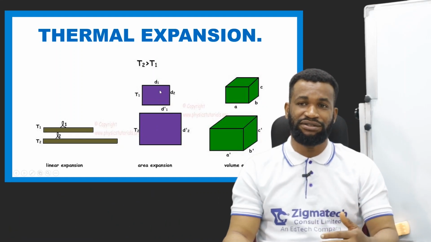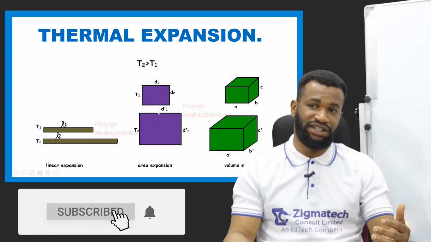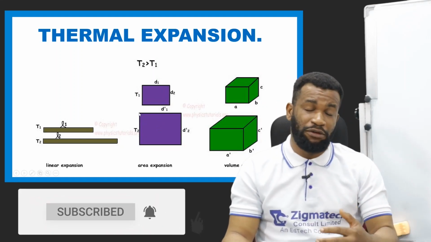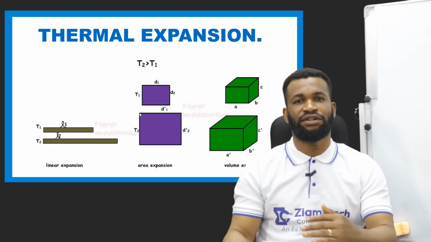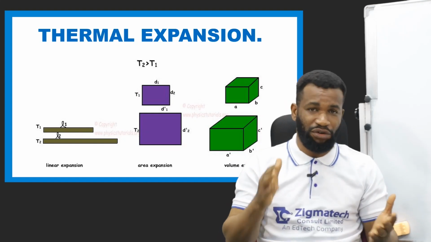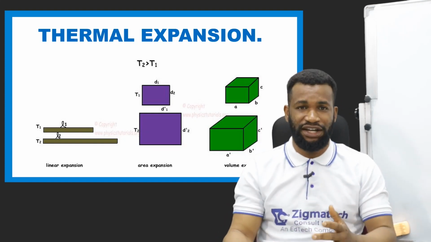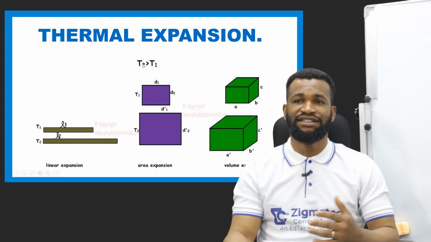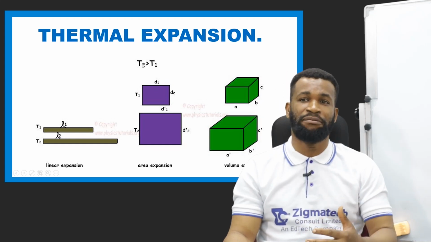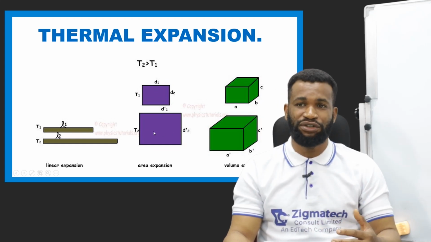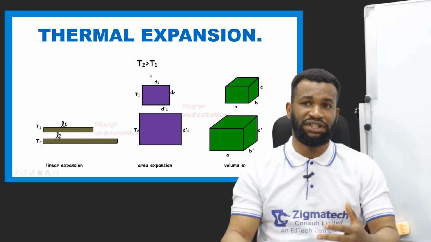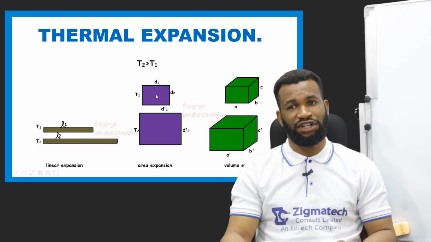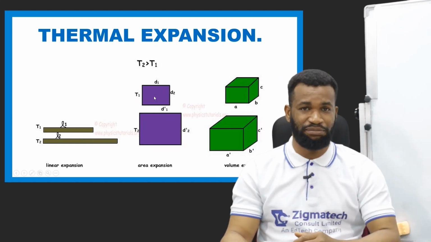Maybe this is a rectangle, or a square, provided that the increment was made both on the length and on the breadth. So we say that we have an area expansion, whereby T2 is greater than T1. What I mean by this expression is that the temperature of the bigger area is far bigger than the temperature of the other one.